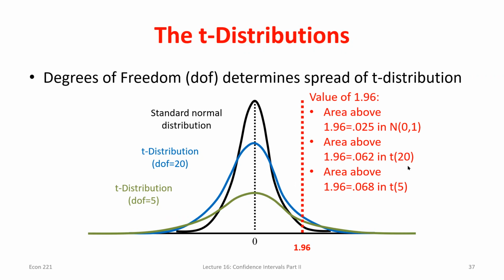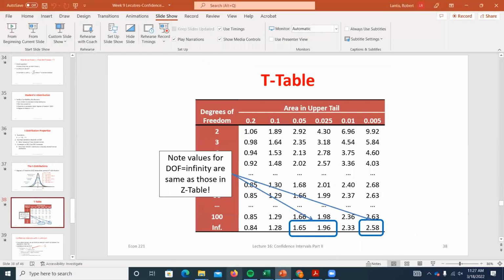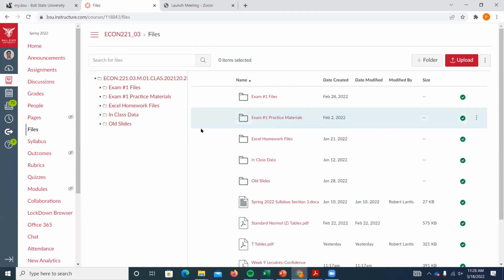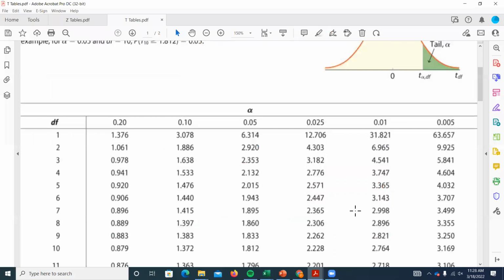The student t distribution is still a continuous distribution, so you have a probability density function and you can still integrate it. We don't want to do the integration. Someone's already done it for us. So under the Files tab, I put a student t distribution table. The one that should be up there, let's double check, is t table.